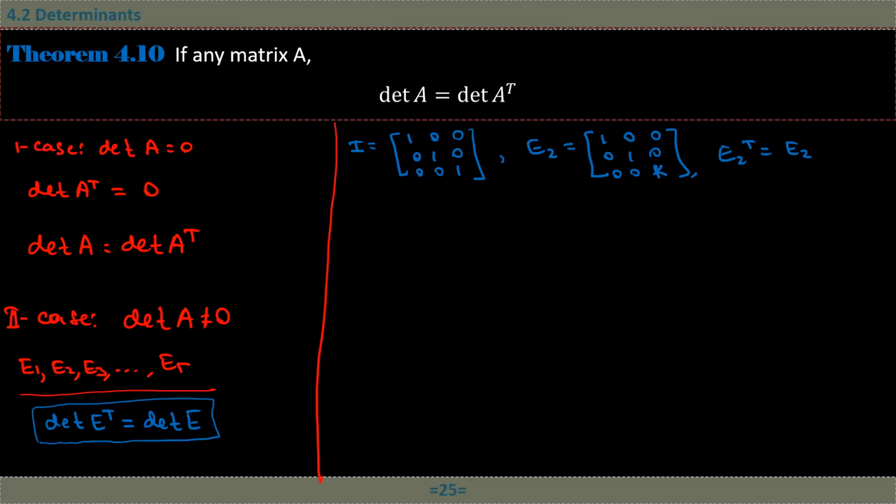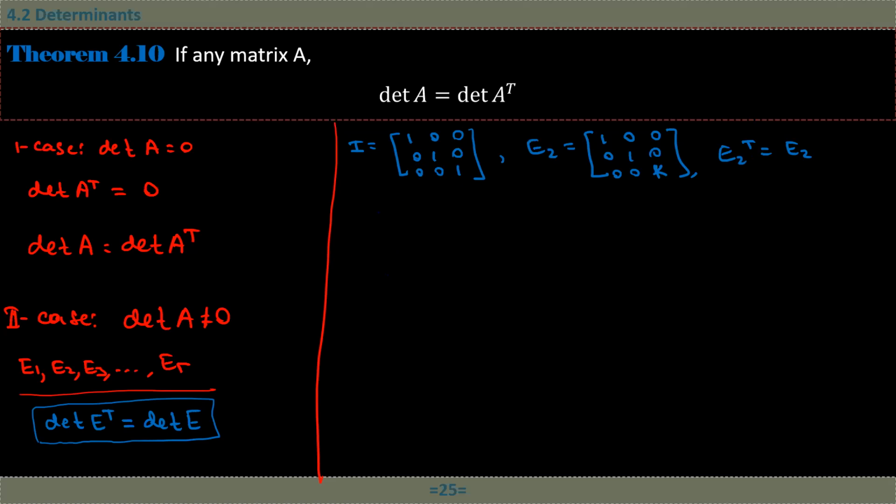The determinant of E transpose equals the determinant of E. And how about the third type? Also by using the property of determinant, if you multiply any row by k and add it to another row, the determinant does not change, so it is still equal to 1, because the determinant of I is equal to 1.